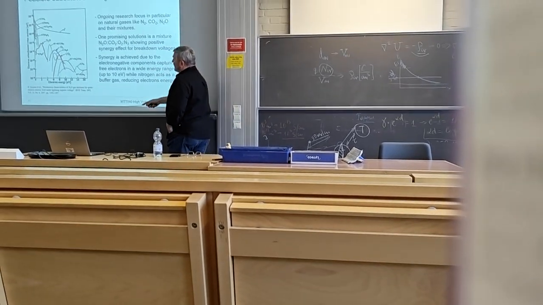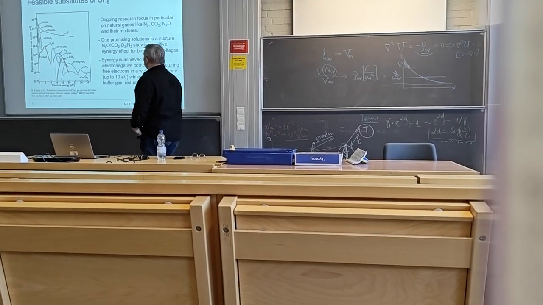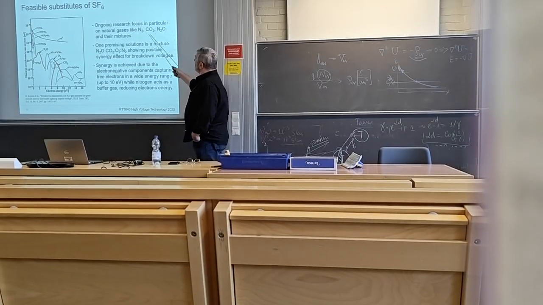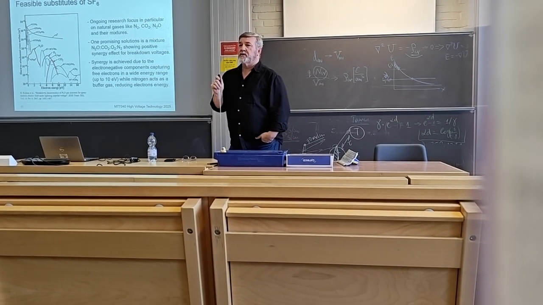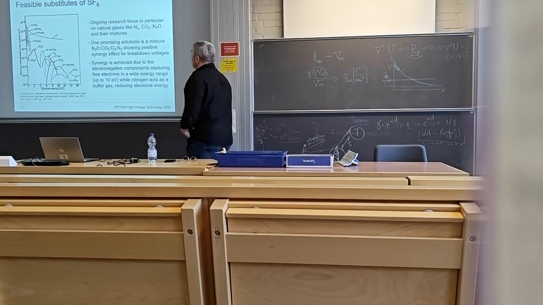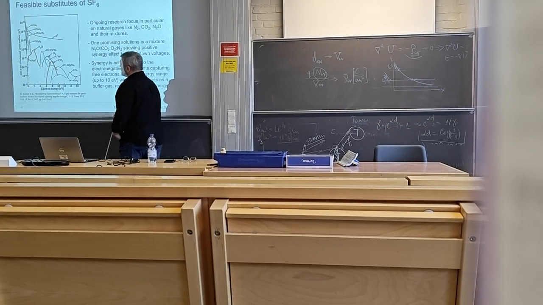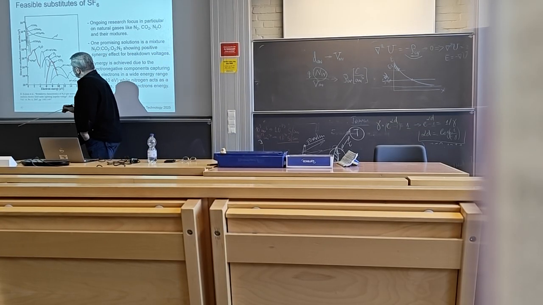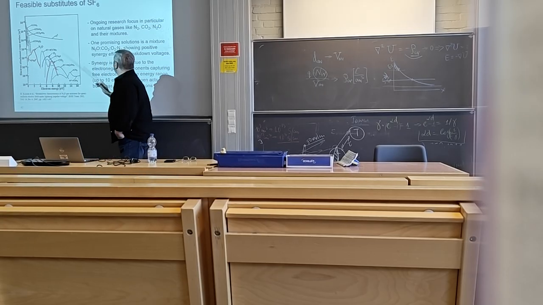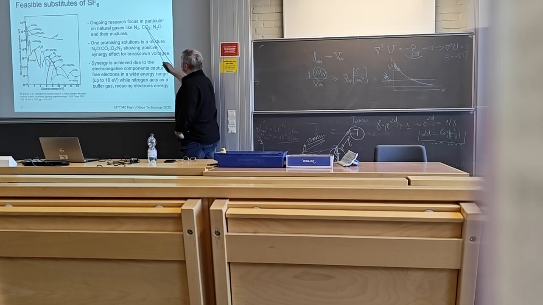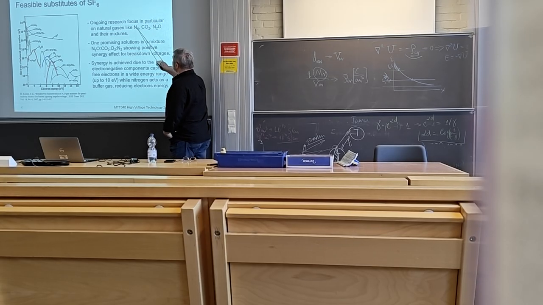For example, in this paper you can find something about a mixture of 4 different gases which people try to use instead of SF6. And what's the point? The point is like that. This is the attachment cross-section for different components. This is electronegative, this is electronegative. This is kind of a buffer gas.